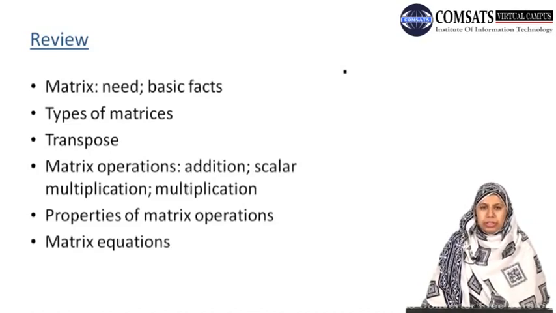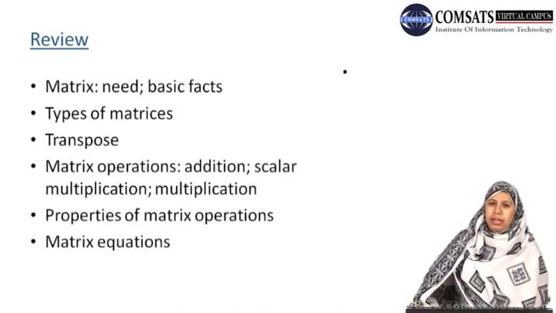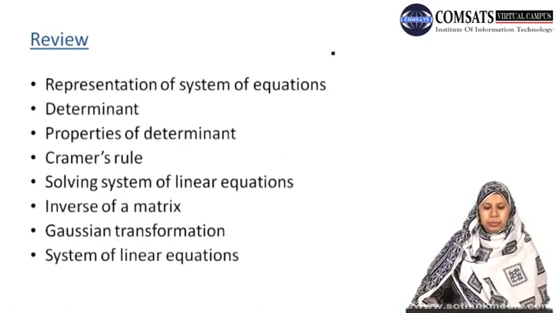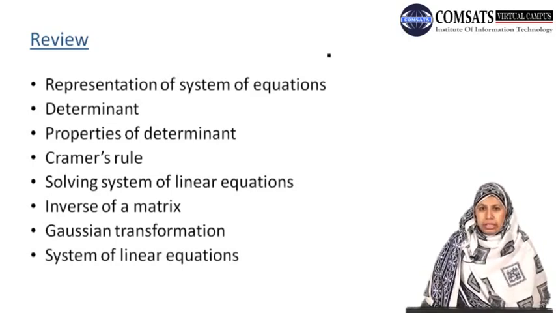properties of matrix operations. Then we have studied matrix equations and how we can use them to represent our system of equations. A system of equations can be a linear equation or a non-linear one. Then we have studied what we mean by the determinant, how we can find the determinant of matrices of any order, where the determinant is defined only for square matrices. Then some properties of determinants, and then we have studied Cramer's rule.